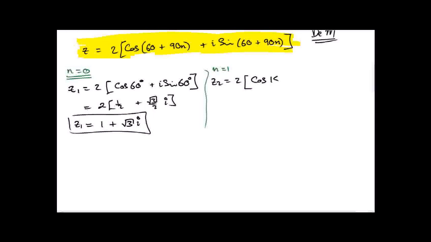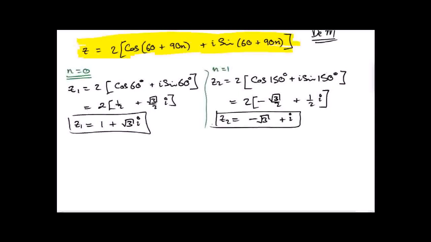plus i sine 150. Can you see I'm just going around the circle, haven't I? Now I've moved from the first quadrant into the second quadrant. Agreed? Now, would you agree that in the second quadrant cos is negative and sine is positive? And the answer is that this is going to be minus root 3 over 2 plus a half i. You can double check on me, but the cos of 150 is minus root 3 over 2 and the sine of 150 is a half. Okay? Now when I multiply that out, don't I get z2, my second root, is minus root 3 plus i. Is that okay?